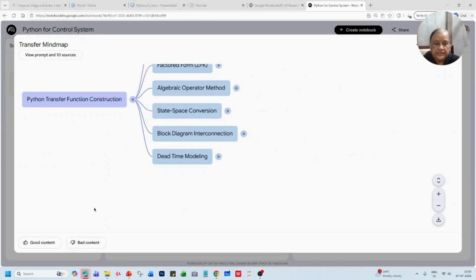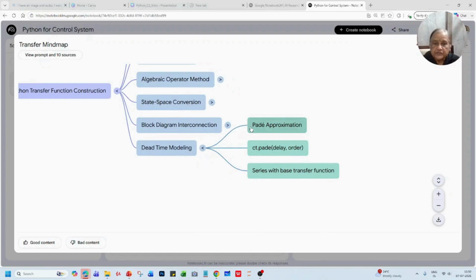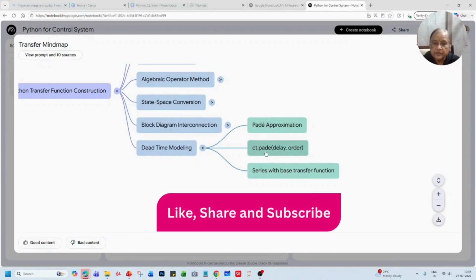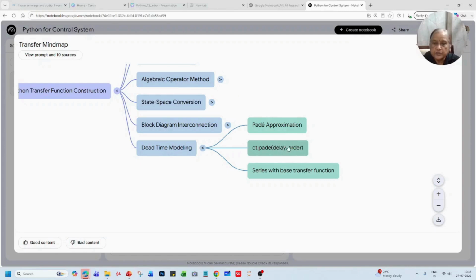Coming back to dead time modeling, how is this modeled in Python? We make use of the Pade approximation from the control system library, ct.pade. Give the delay and the order, where delay is tau and order is capital N. Then designate this as G dash of s and connect that in series with the base transfer function G of s. This is how we construct the transfer function using Python if there is a dead time present in a system.